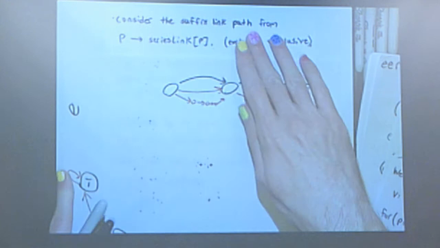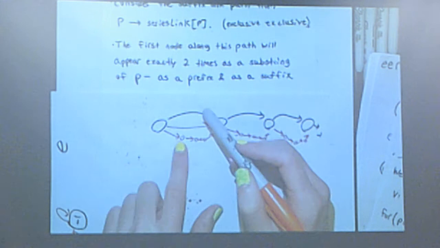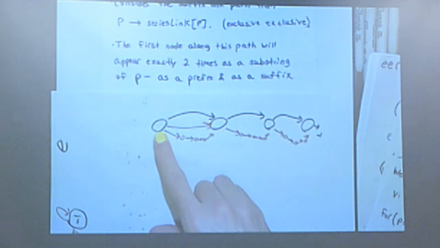So this is also something I will not prove, partially because of time constraints as well, but this is actually explained in the paper though. The first node along this path here will appear exactly two times. Like this node here will appear exactly two times as a substring of this node. That'll be as a prefix and a suffix. So what that looks like.